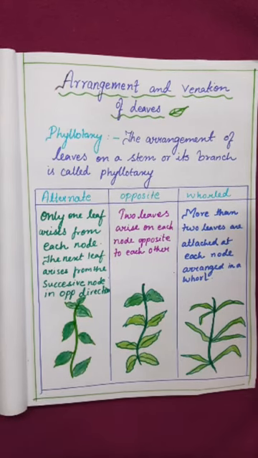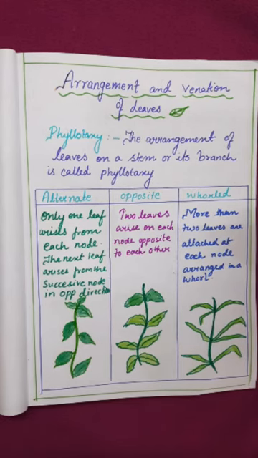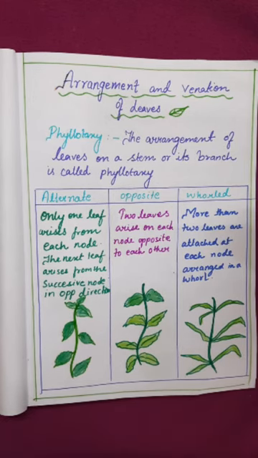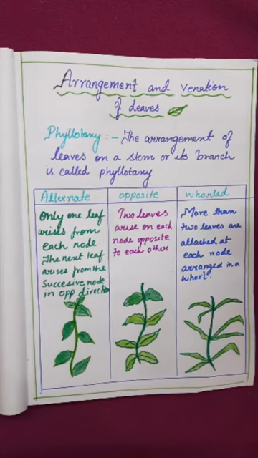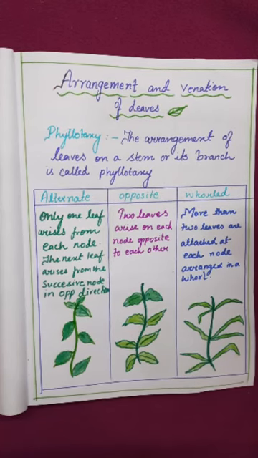Today in this video, we will see the arrangement of the leaves on the stem and the arrangement of veins in the lamina or leaf blade. So let's quickly start this video. In my previous video, I have already discussed the structure and the different parts of the leaf. Link will be provided in the description box. So let's quickly start this video today.